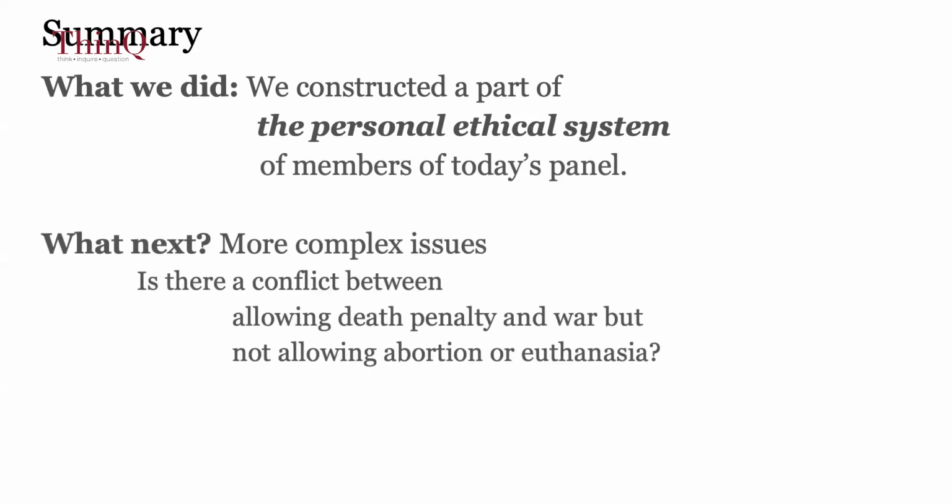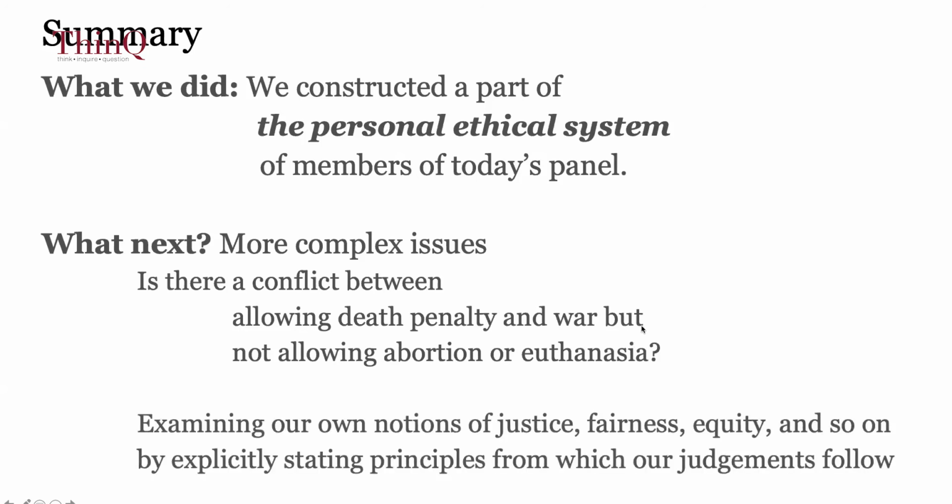What also came up in the questions, and what we can do after this, is address more complex issues. For example, the question that came up: is there a conflict between allowing the death penalty and war on the one hand, but not allowing abortion or euthanasia on the other? By allowing, I mean considering the death penalty and war to be ethically acceptable, but not abortion or euthanasia. We can also examine our own notions of justice, fairness, equity, and so on, by explicitly stating our ethical principles and seeing whether our judgments follow from those principles or not. This can give us insight into what we think is just, fair, and equitable.